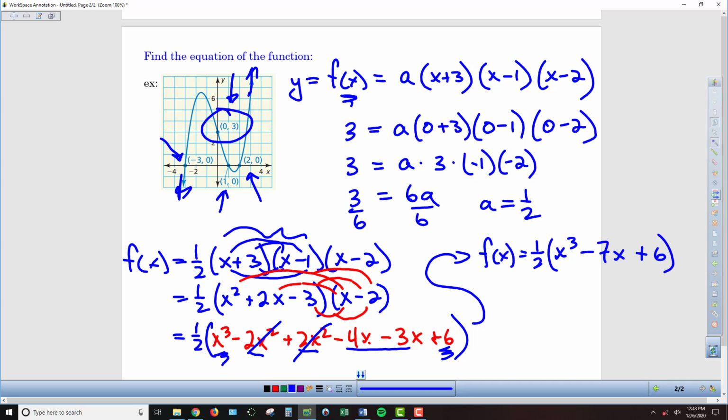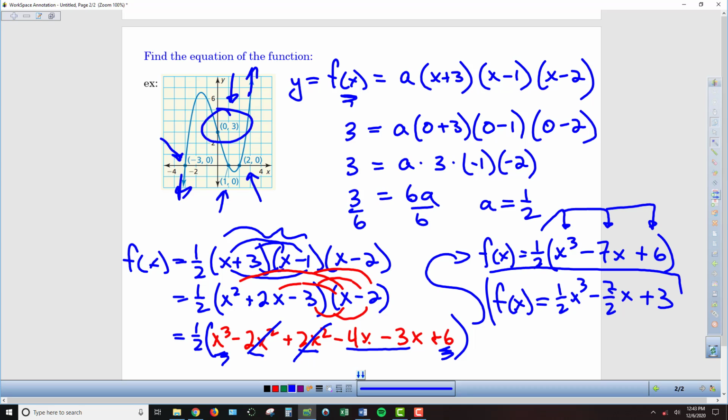And then to finish things out, I just need to distribute this 1/2 to everything. So I get f of x equals 1/2 times x cubed, and then 1/2 times negative 7 is just going to be negative 7/2. No need to put it as a mixed number or a decimal or anything, just write it as negative 7/2 x, and then 1/2 times 6 is plus 3.